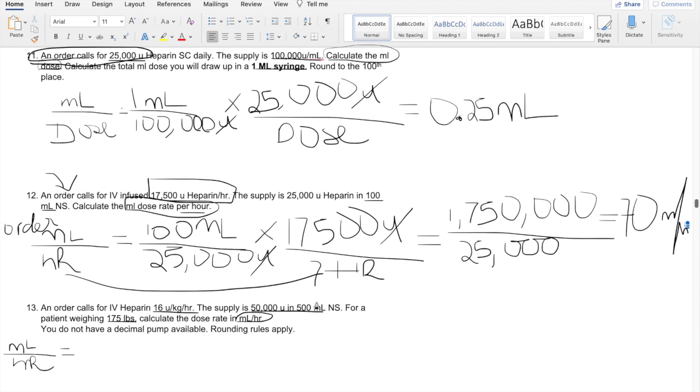I'm going to find my milliliters. And I'm going to put my 50,000 units. And that should have been 50,000, not 5,000. Okay, and what I'm going to do is put the 16 units per kilogram per hour, because I want that to cross out.